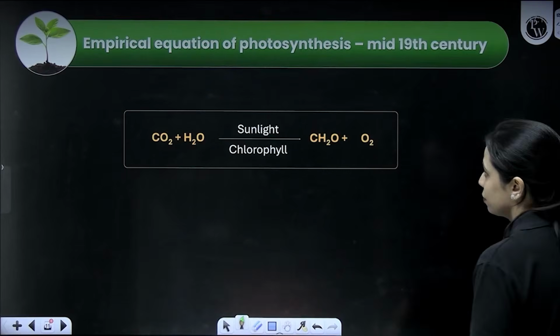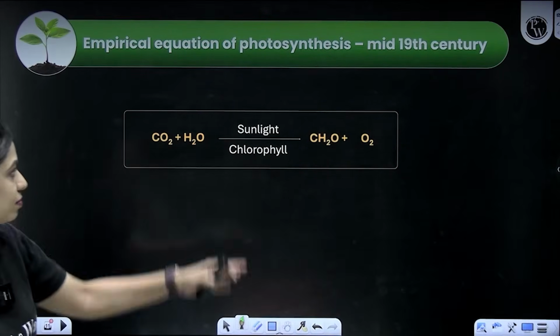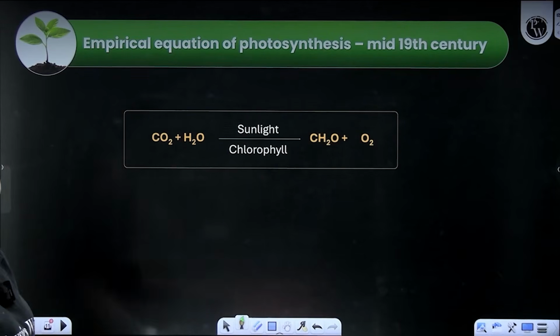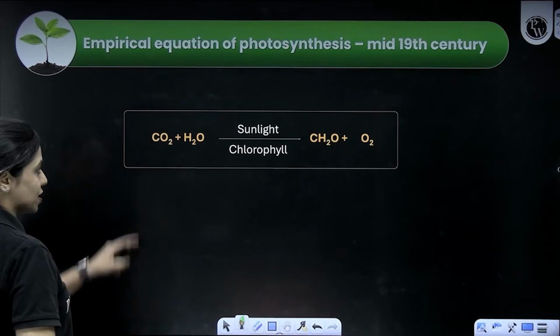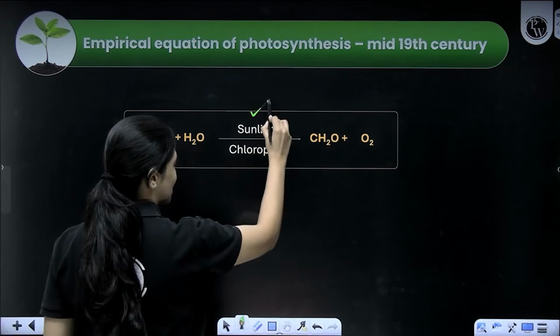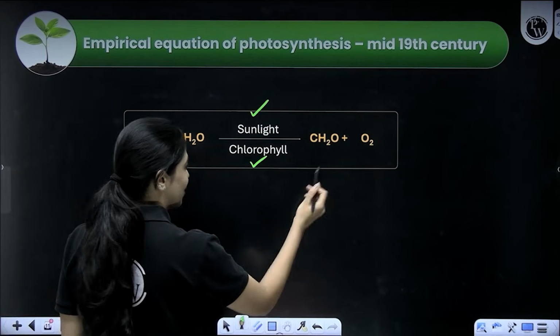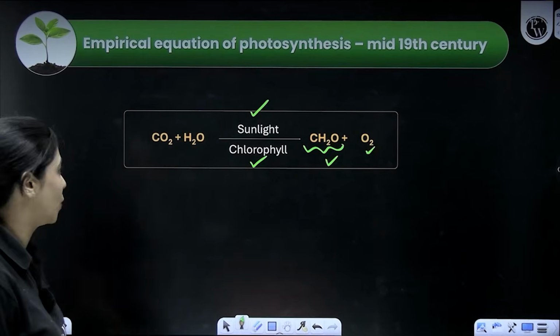Now, because of all of these experiments, by the mid 19th century, which is 1850 something, this was the empirical equation of photosynthesis. People knew carbon dioxide is required, water is required. It happens in the presence of sunlight, and green color substances called chlorophyll, and eventually glucose would get produced and oxygen would get released. This is what we got to know.